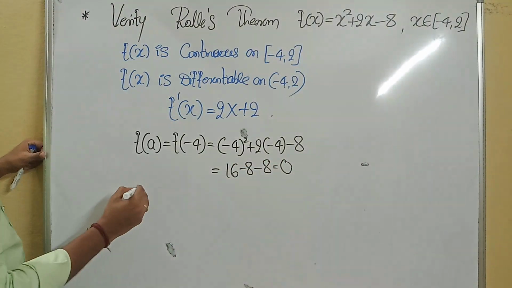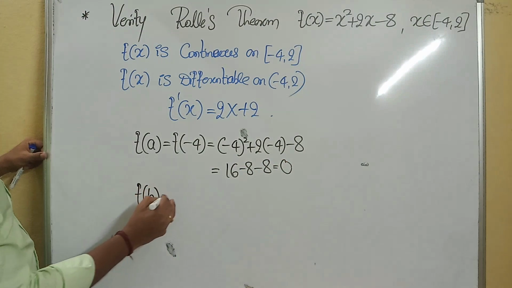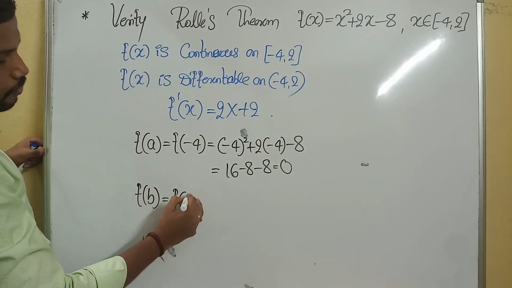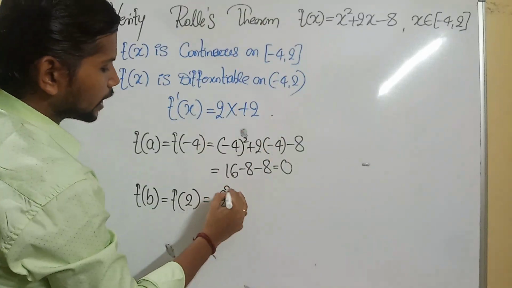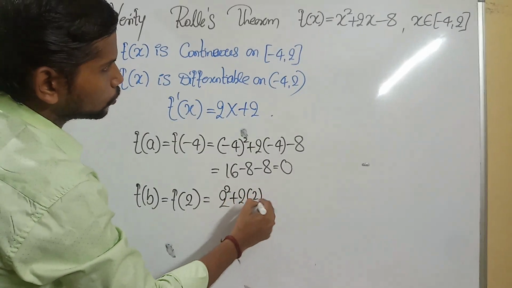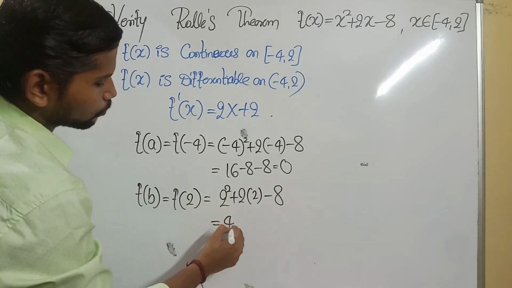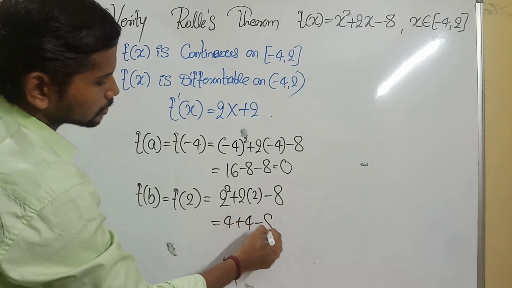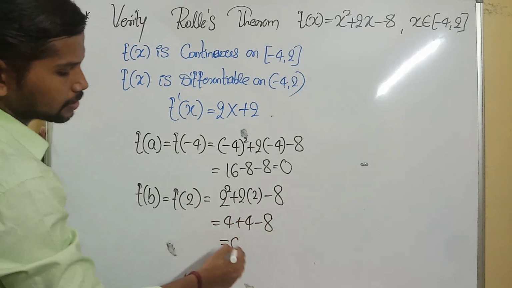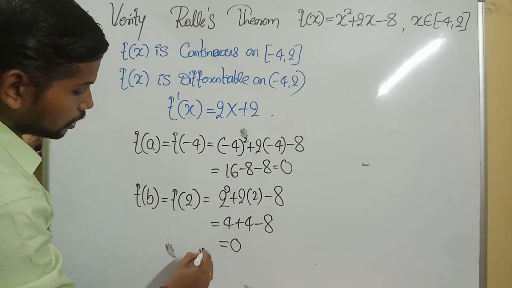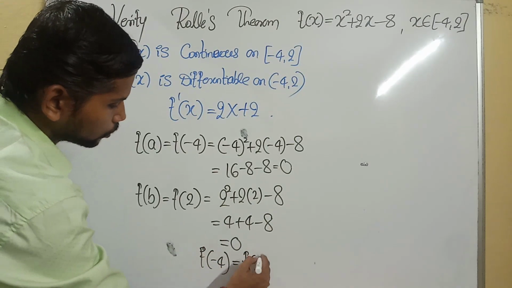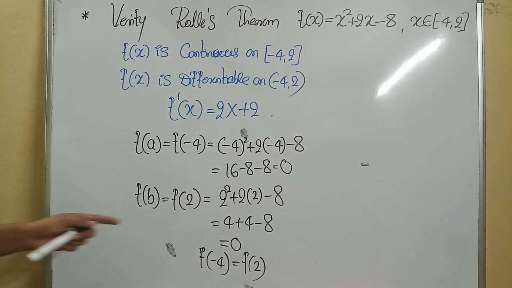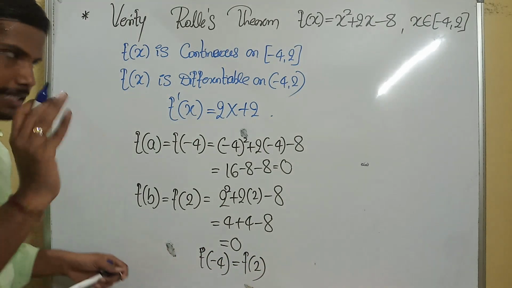Got it? Now in a similar manner I need to calculate f of b. F of b is nothing but f of 2, the upper limit value. It will be 2 square plus 2 into 2 minus 8. 2 square will be 4, 2 into 2 will be 4, minus 8. 4 plus 4, 8 minus 8 is 0. It means f of minus 4 is equal to f of 2, meaning all the conditions of Rolle's theorem are satisfied.